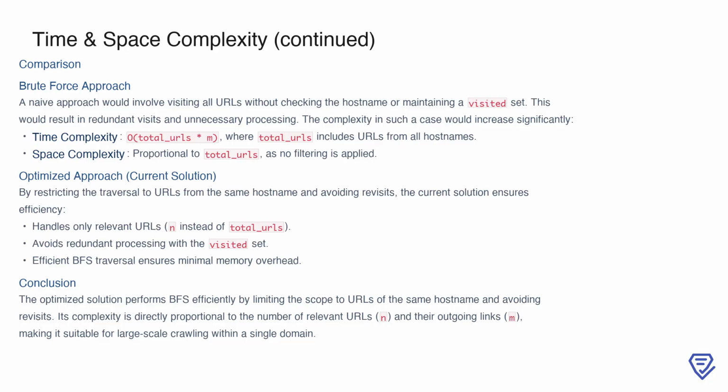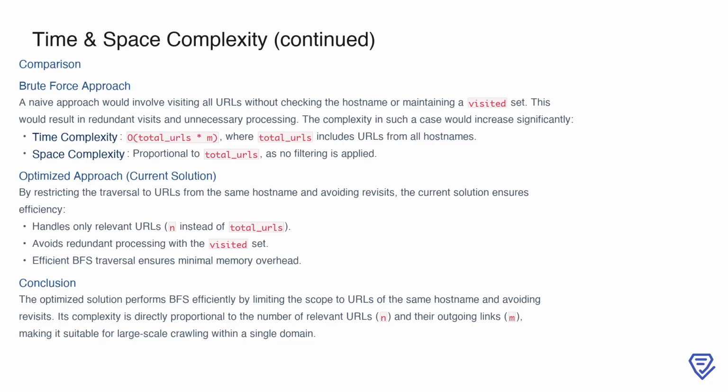This would result in redundant visits and unnecessary processing, leading to a time complexity of O(total_URLs * m), where total_URLs includes URLs from all hostnames. The space complexity in this case would also scale with total_URLs due to the lack of filtering.